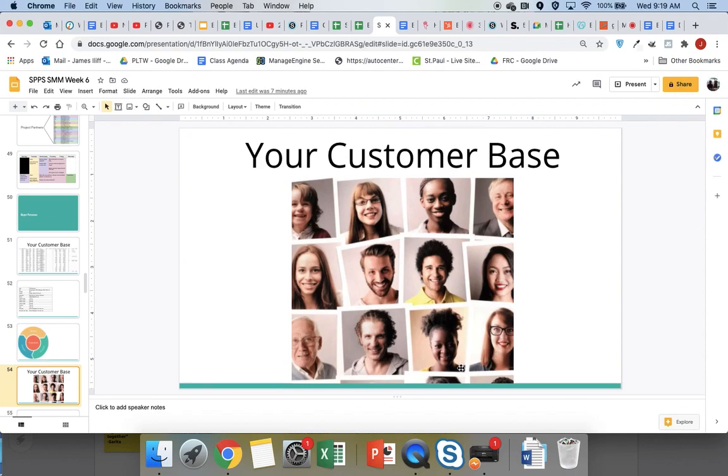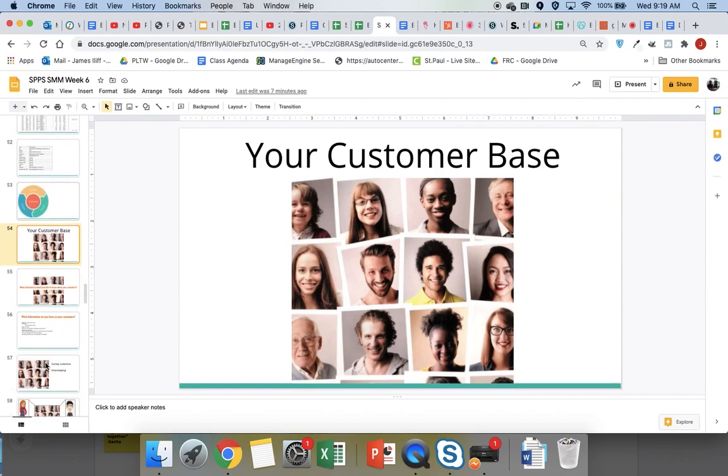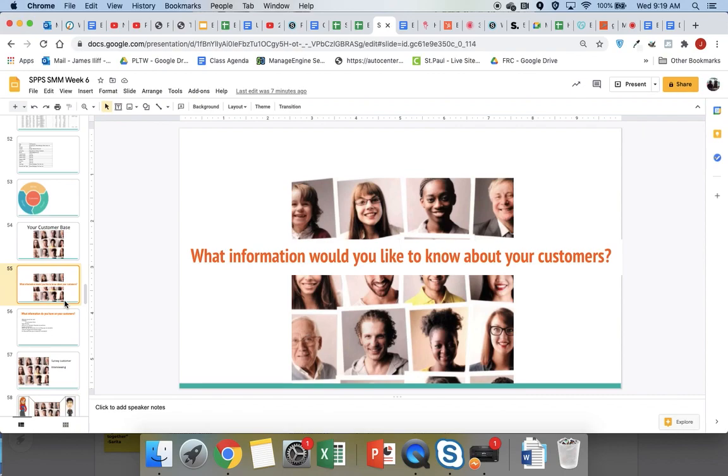I mean, look at these. This is a young girl and an old man, and so there's just so many awesome things that are unique about your customers. So the question is, what information would you like to know about your customers? What more information would you like to know to make you a truly customer-centric marketer?